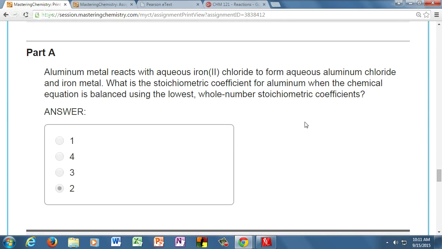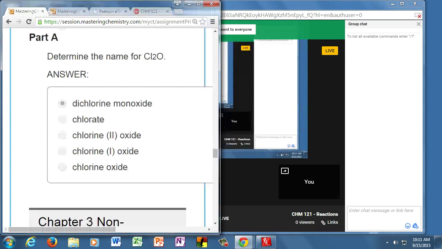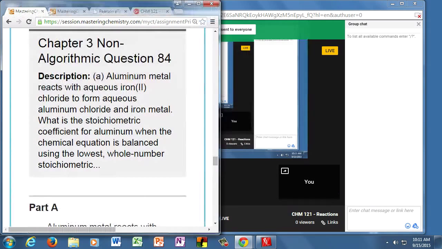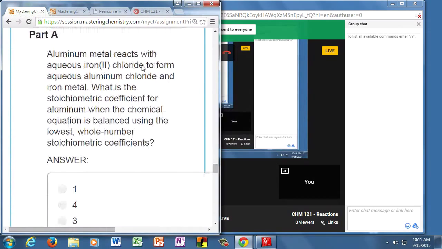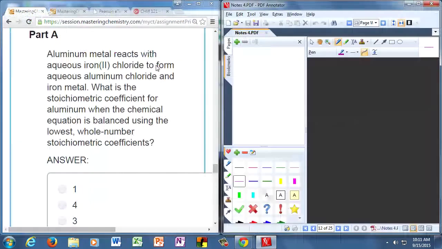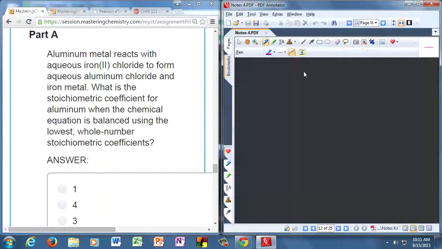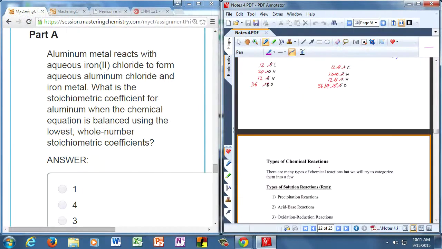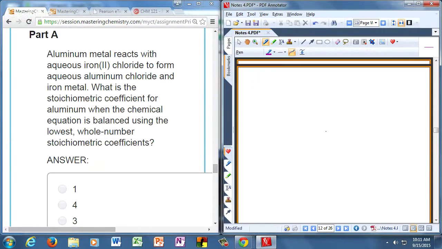All right, aluminum metal reacts with aqueous iron 2 chloride to form aqueous aluminum chloride and iron metal. So we have to make a balanced equation here. To figure out, let's use one of these extra blank pages here. So we've got aluminum metal.